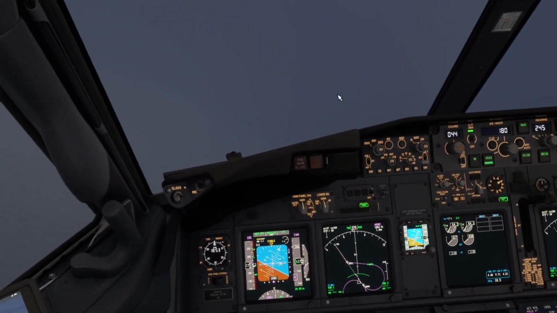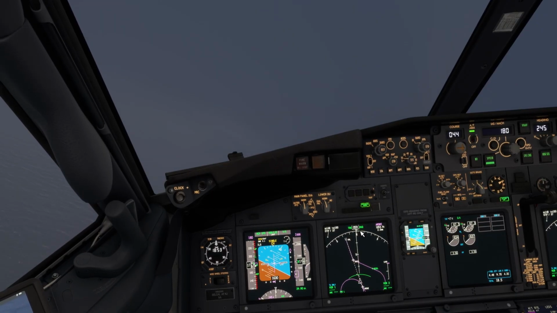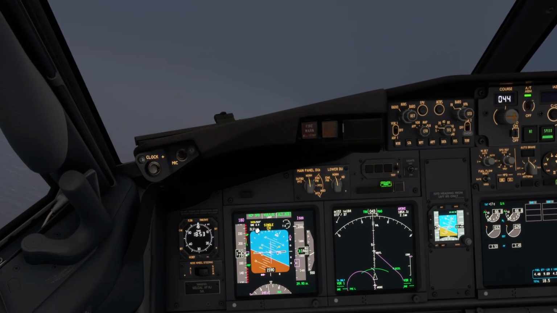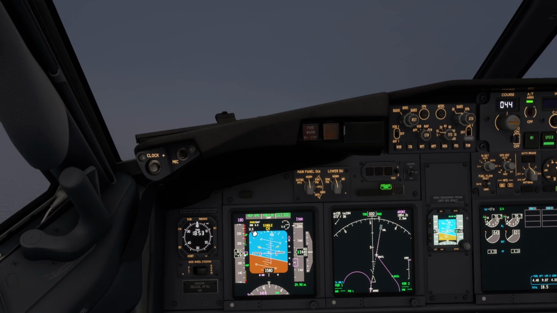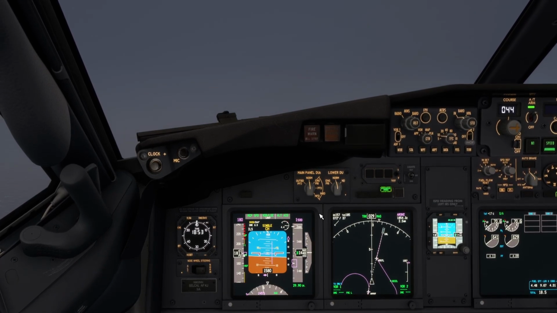And generally speaking, at a 3-mile final, or a dot above the glide slope, you want to be fully configured, gear down. Or 4-mile final, I mean. And we're at about an 8-mile final here on this runway.